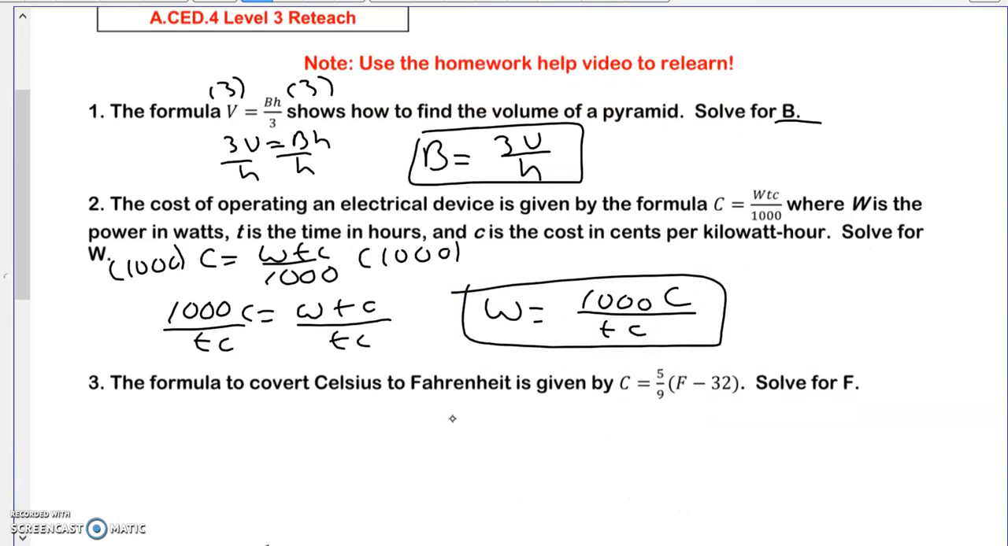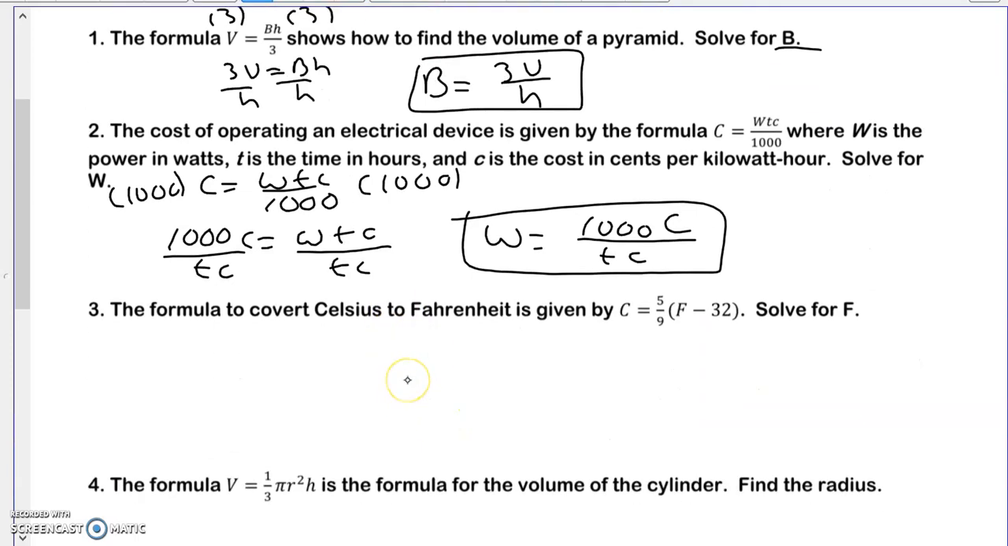Now the next one, this one's a very common formula. The formula to convert Celsius to Fahrenheit is given by C equals 5 over 9 times F minus 32. So the first thing I would like to do is get rid of that 9. So I'm going to multiply by 9. So I'm going to get 9C equals 5, and then F minus 32.